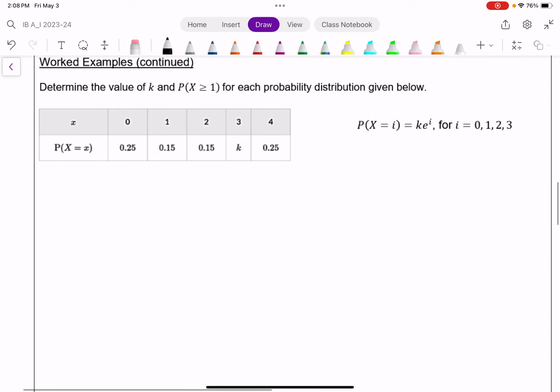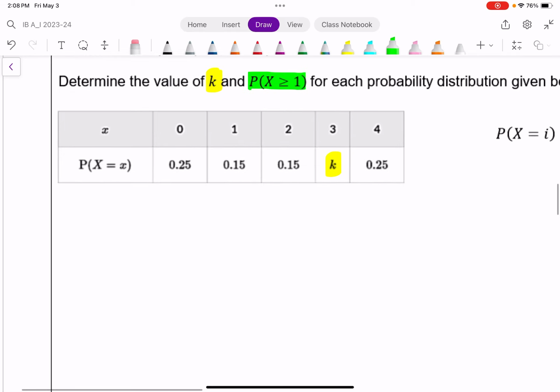All right, for these next two probability distributions, one I give a table, one I give an equation, all I want to figure out is the value of k. So each of these has a variable of k that we need to figure out. And then I also want to find the probability of x being greater than or equal to 1. Well, first let's figure out k.